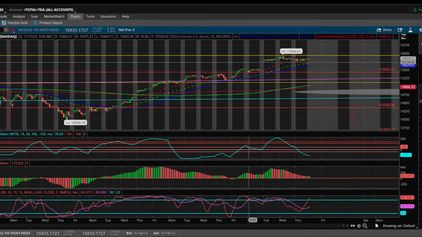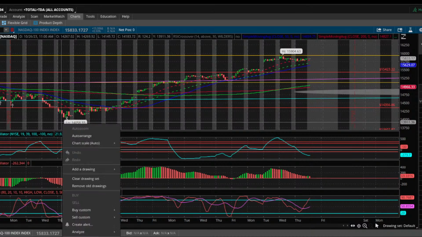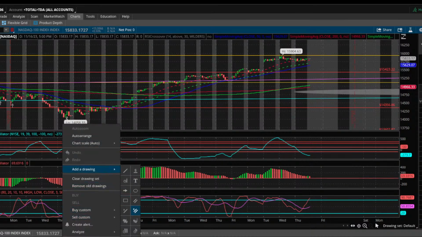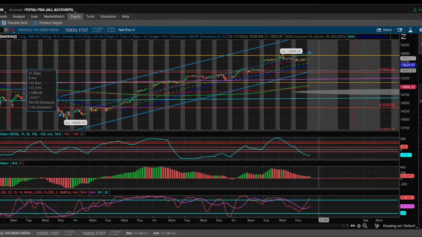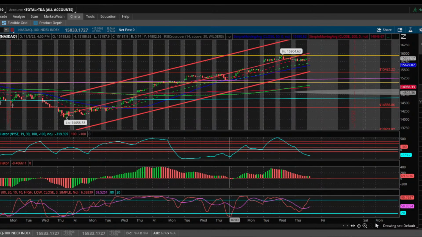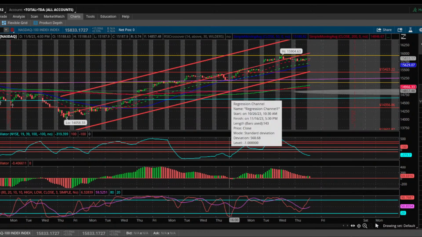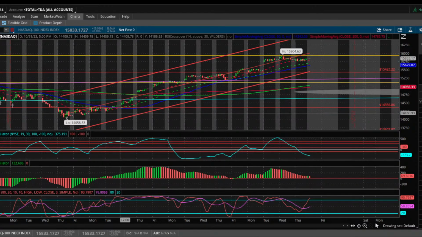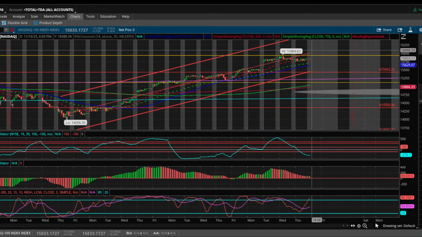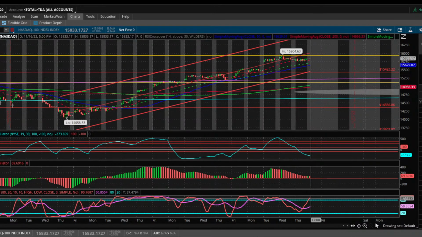So if you use the NDX, and you create a channel here, you can see we've been pushing on this channel for the past 20 days. So 2040 is wide open to the upside. And like I said, we are not even at extremes on the stochastics.